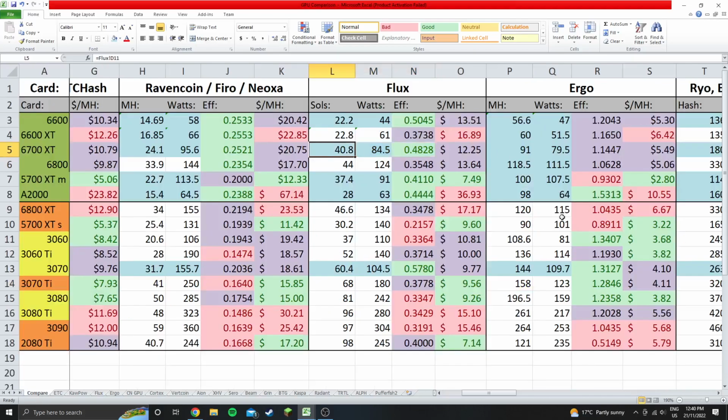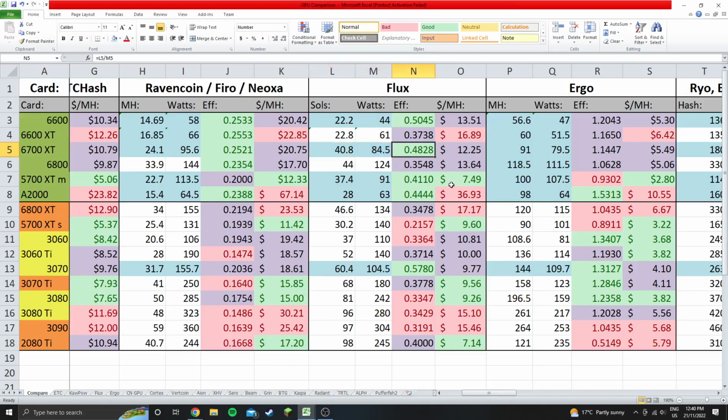And here is the comparison. So I've tested the 6600, 6700 XT, 5700 XT, and the 3070 recently, since all these updates that have been happening with Flux. So the best one at the moment is the 3070 at 0.57 megahash per watt. The 6600 is down a bit from there at 0.5 megahash per watt, and the 6700 XT is currently coming in third place at 0.48 megahash per watt.